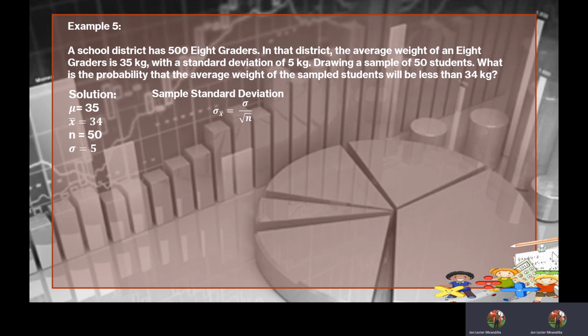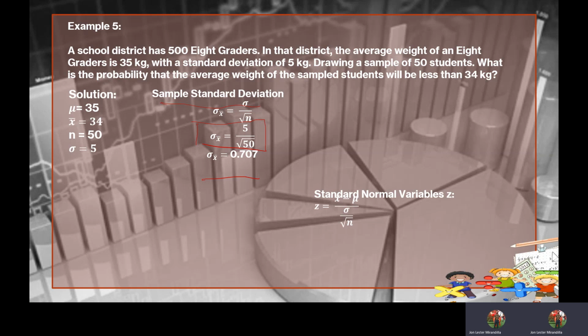What is sigma, our standard deviation? Standard deviation is 5, and our n is 50. So 5 divided by the square root of 50 is equal to 0.707. If you input this in your calculator, it should show 0.707. Now we have our sample standard deviation.